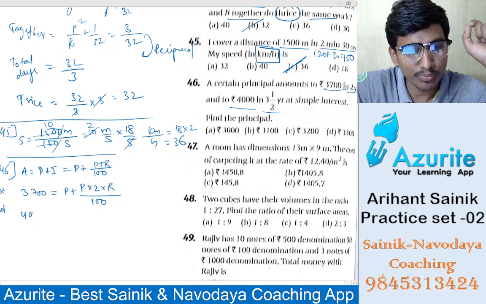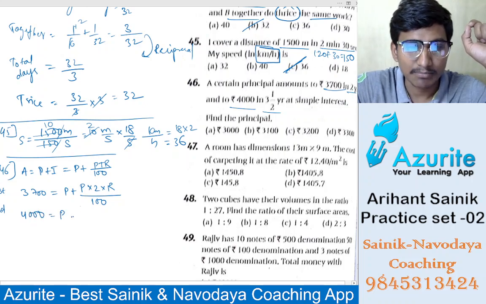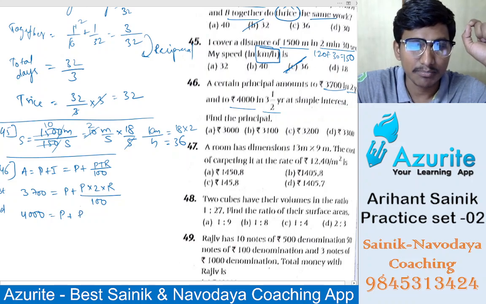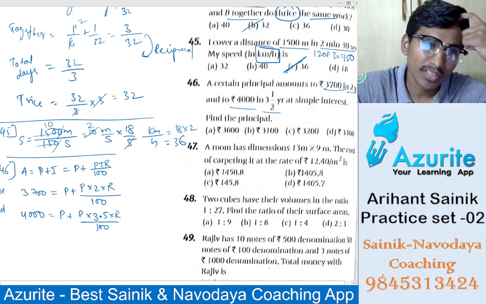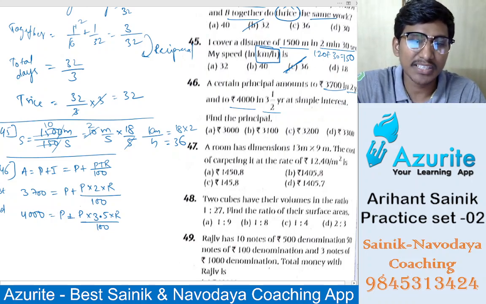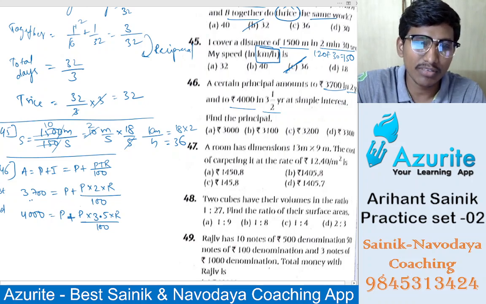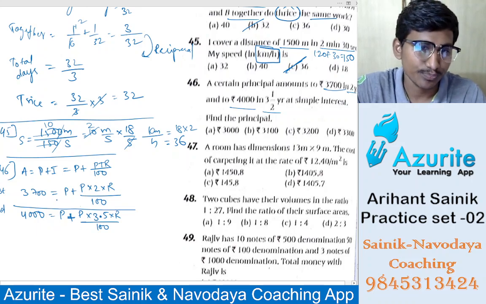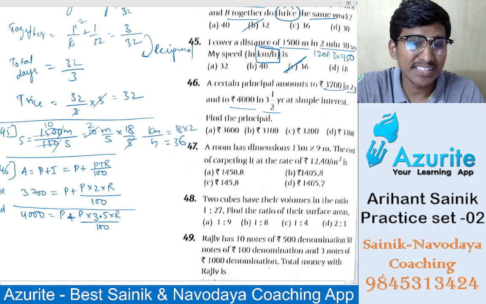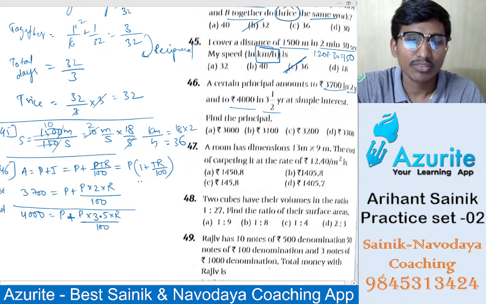Yes, 4000 rupees. Principal is P plus PTR by 100, same P into T is time, 3.5, rate of interest divided by 100. Now what happens? Here P is there, right? So what we will do? We will divide these two. P is there in both, so we can take it as common. So here 1 will be there, 1 plus TR divided by 100. We can write like this.